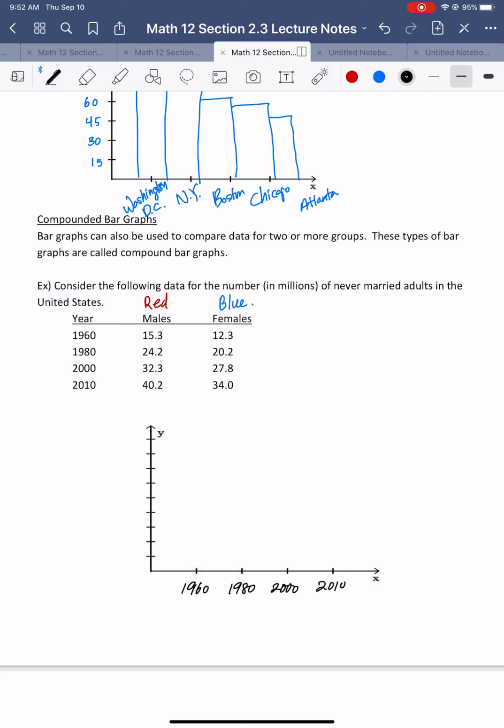So I think I can go with 5, 10, 15, 20, 25, 30, 35, 40, and 45. I think that sounds good to me. All right, so for the male, right? So 1960 is a 15.3. So about here. 1980 is a 24.2. And then 2000 is 32.3. And then 2010 is a 40.2.